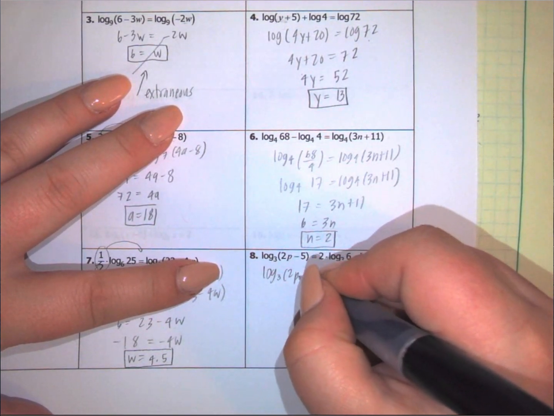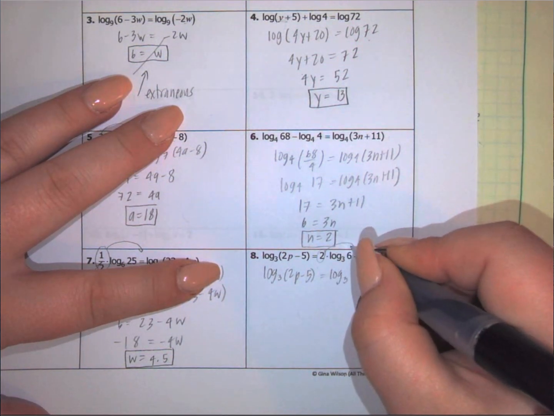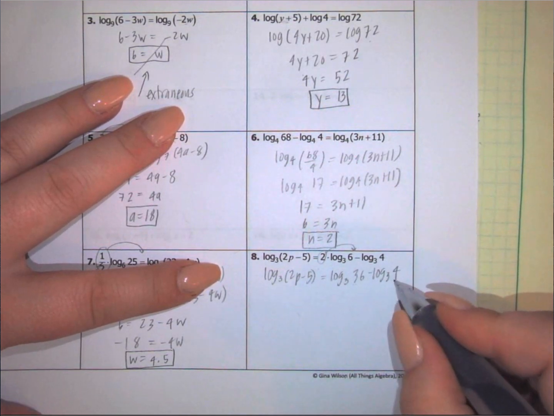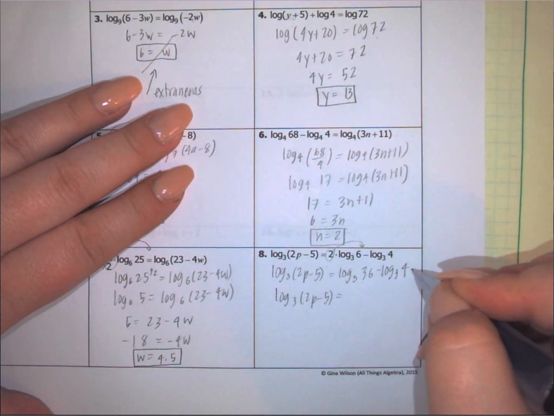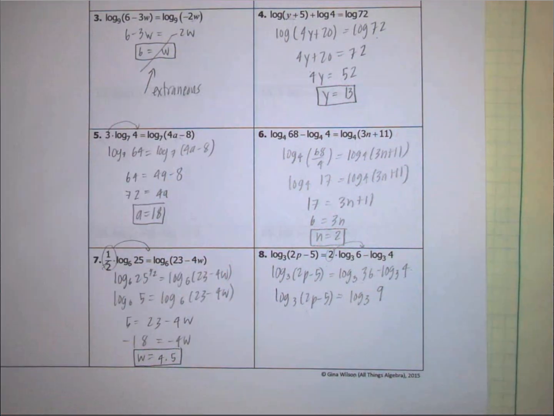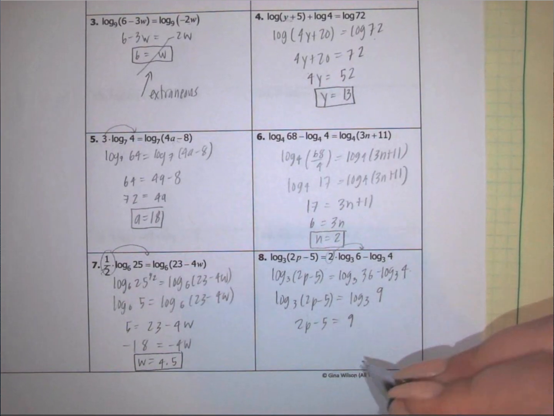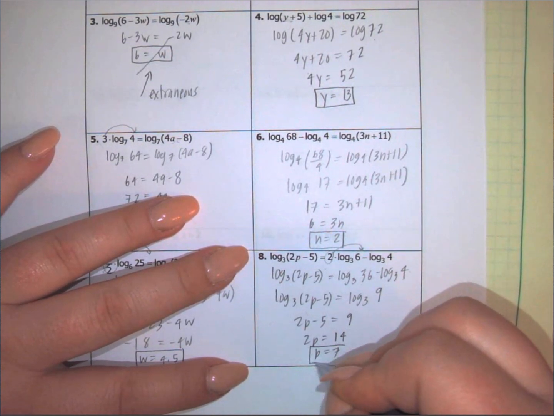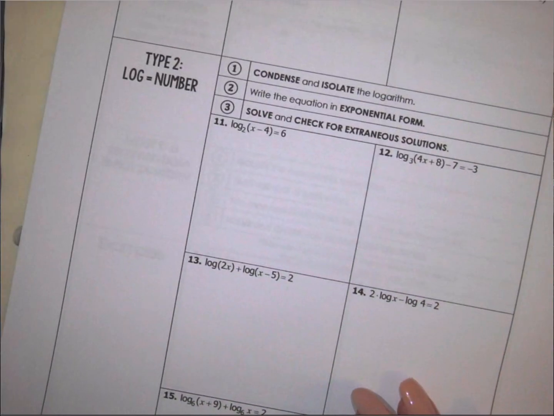This one, you've got to condense the right side, so you bring that 2 up. So that's log base 3 of 36, 6 squared, and then log base 3 of 4. Then use the quotient rule: log base 3 of 2p minus 5 equals log base 3 of 36 divided by 4, which is 9. Now set the insides equal to each other, so 2p minus 5 equals 9. Add 5, you get 2p equals 14, and then p equals 7. Again, not extraneous. Next page.